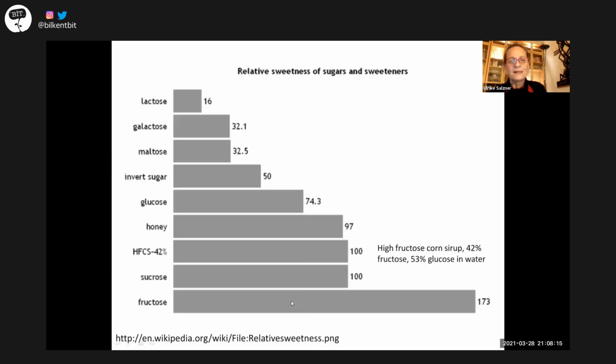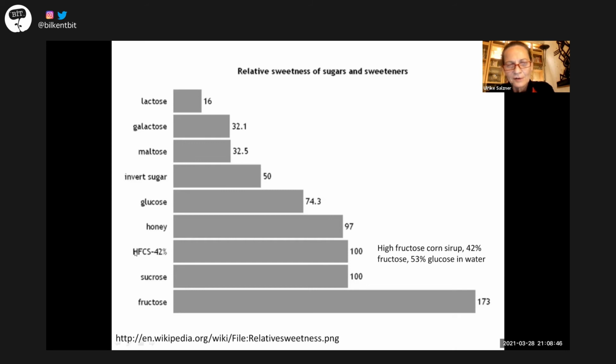I have here the sweetness. So we have different sugars. I didn't show all of them. The milk sugar is called lactose. It's not very sweet. We have a couple of others. Here's glucose. We are all doing this related to sucrose, the table sugar, which has 100%. And then you can see that pure glucose is less sweet than sucrose. Honey, which is more or less sugar solution, nothing else, is 97% of sucrose.